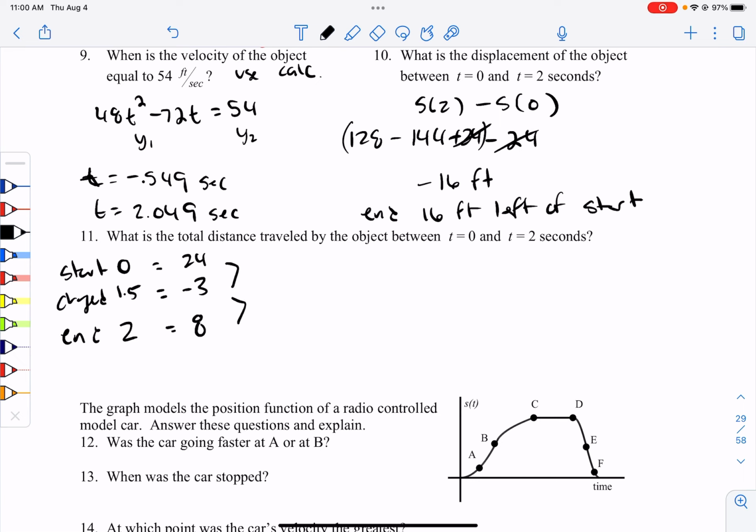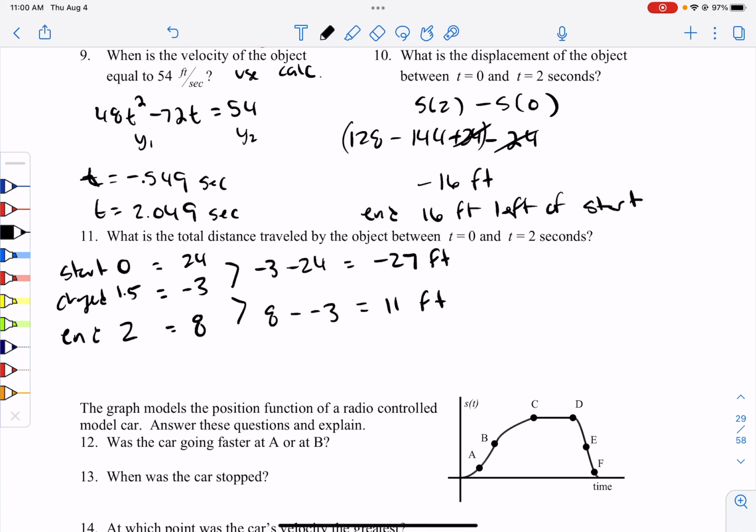Going from 24 to -3, I end at -3. I started at 24, so I went 27 feet to the left. Then I ended at 8, but I started at -3, so I went 11 feet to the right.